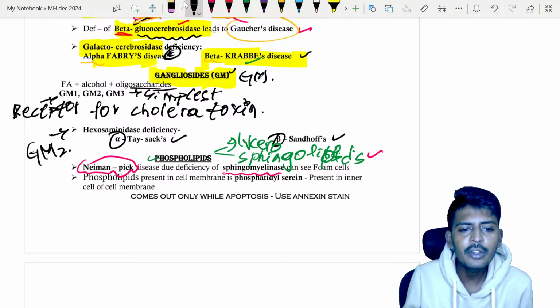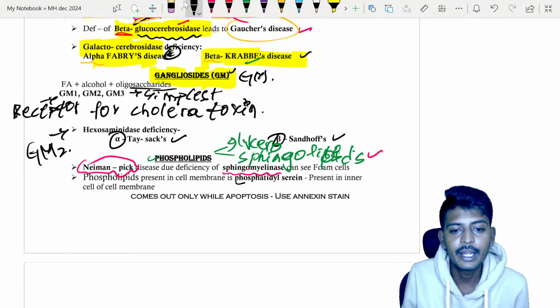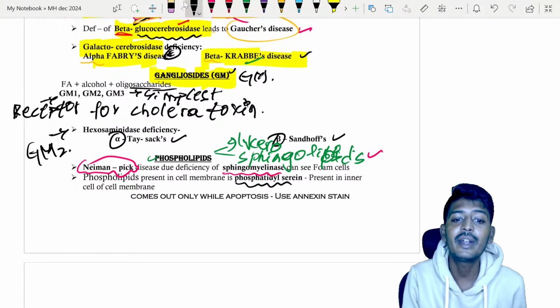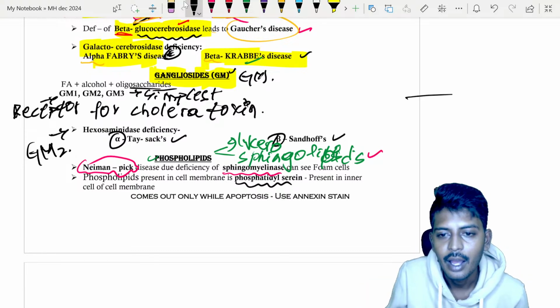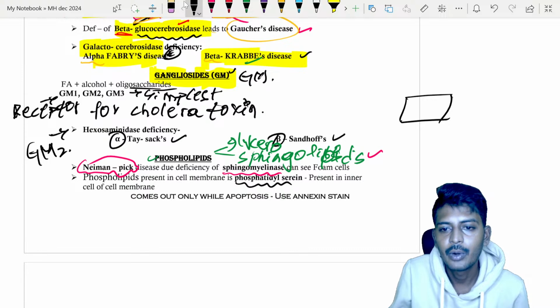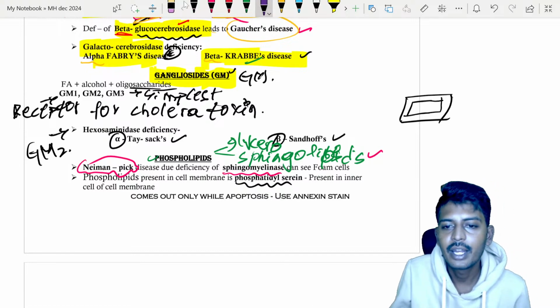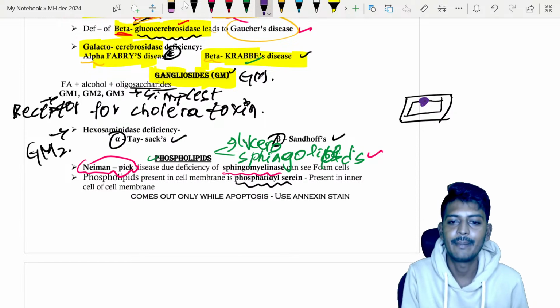Phospholipids are present in the cell membrane. Which phospholipid, phosphatidylserine, where is it located? Phosphatidylserine is located on the inner side of the cell membrane. What do I mean by this? If I consider this as one cell, the cell membrane has two sides, outer side and inner side. Phosphatidylserine will be located on the inner side of the cell membrane.